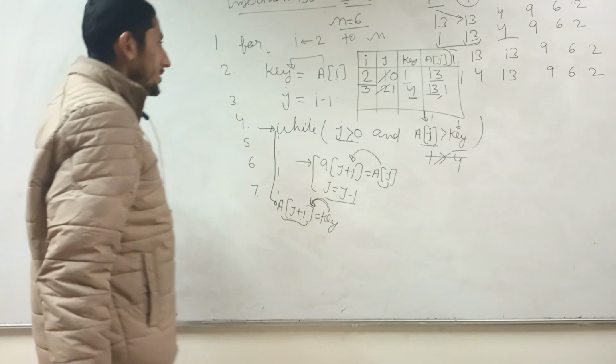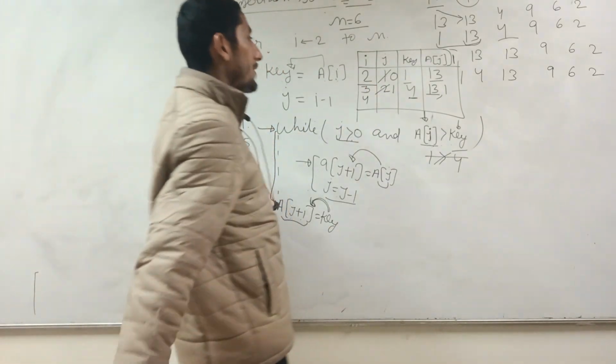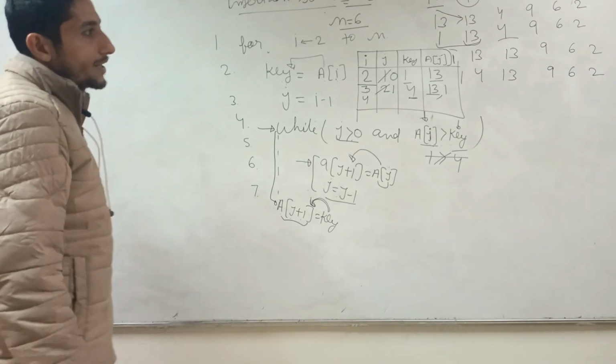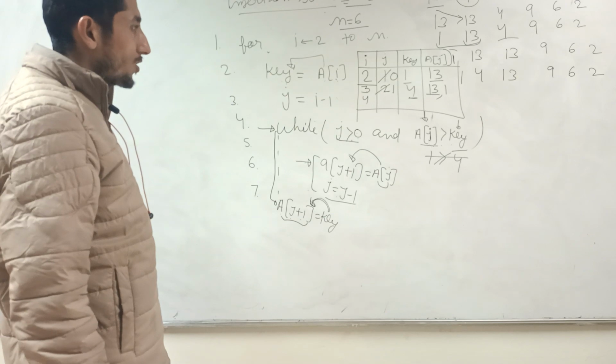Okay, so now the value of i becomes 4. The moment the value of i was 3, it means 3 elements had been sorted. Okay, now the value of i becomes 4. What will happen?